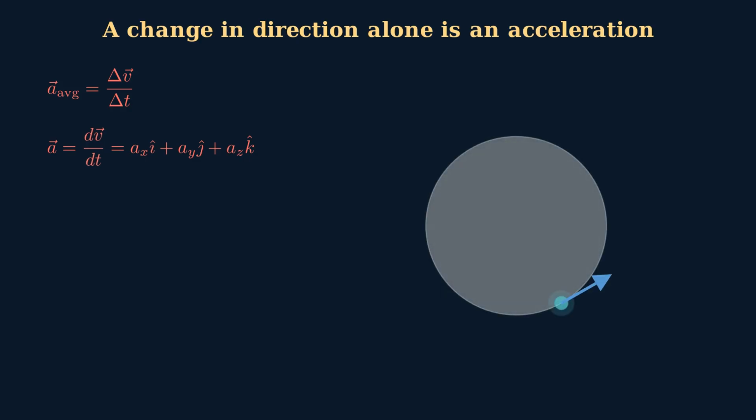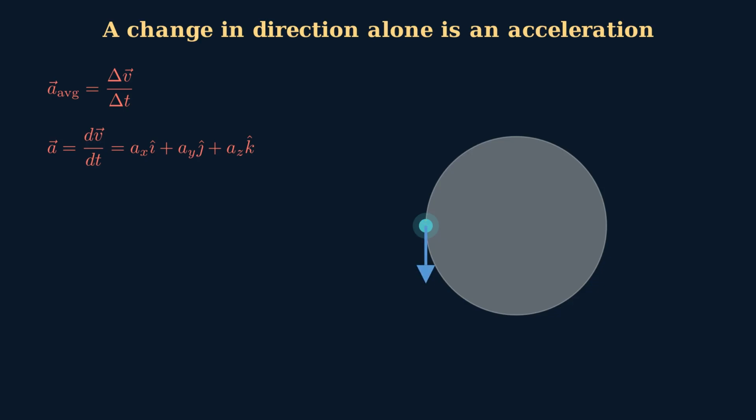When velocity changes, in size, in direction, or in both, the particle is accelerating. Average acceleration is the change in velocity over time, the instantaneous version is its derivative, component by component. Now here's the subtle trap that 2D motion springs on you. Picture a car rounding a bend at a perfectly steady speed. The speedometer never moves. And yet it is accelerating hard.